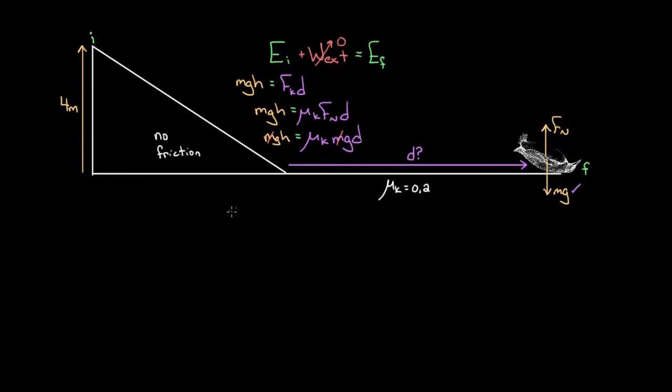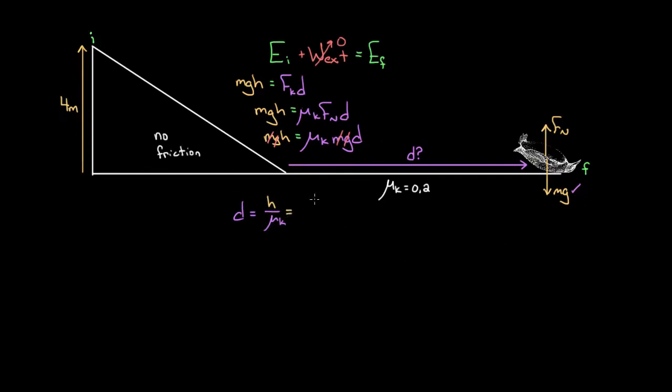Finally, I can solve this for d. I'm going to say that d is going to equal gh. Oh, actually, turns out the g's cancel too. Could have done this on the moon, wouldn't have mattered. Even if the g, the gravitational acceleration, was different, Walter would still slide the same amount. So I'm just going to get that d equals h. And then I divide both sides by this coefficient of kinetic friction. And there's my result. It's really simple.